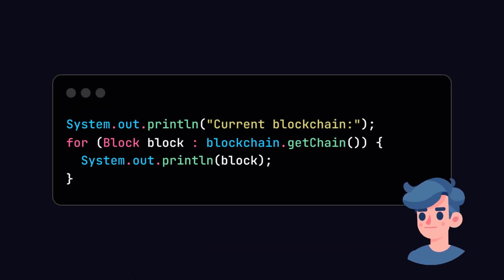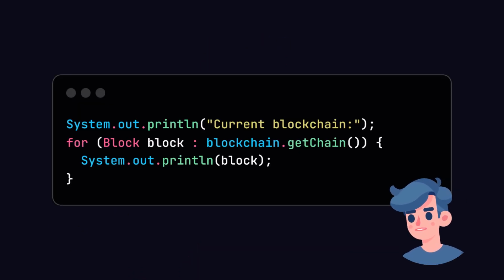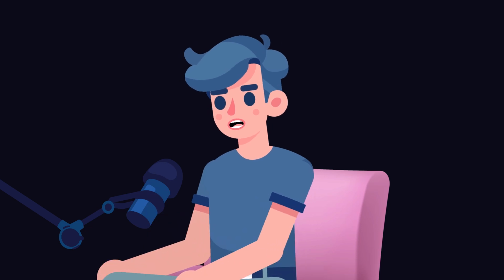To finish off, let's ensure we can view the blockchain and the transactions added. This will enhance our application, providing visibility into the stored data. With this code, we're iterating through the blocks in our blockchain and printing them out. This helps users verify the transactions that are stored securely.